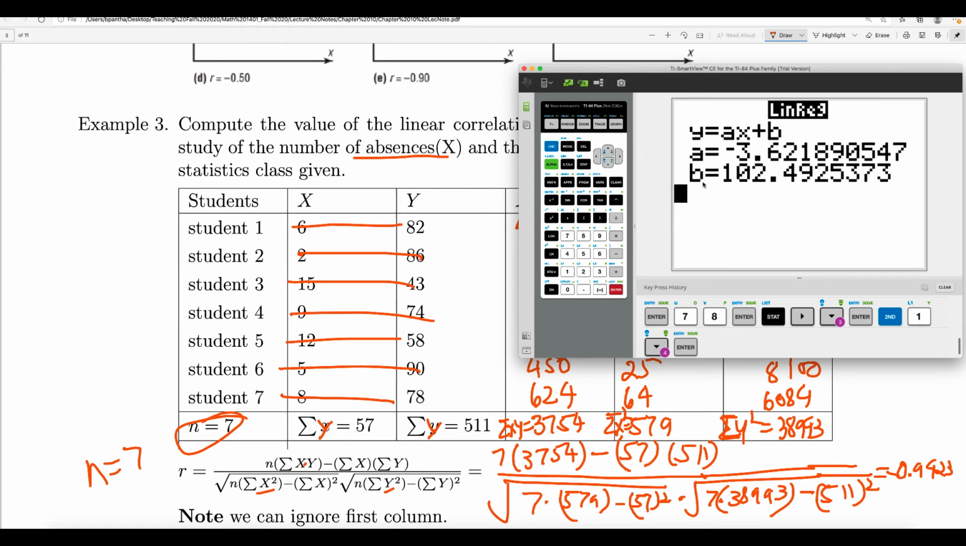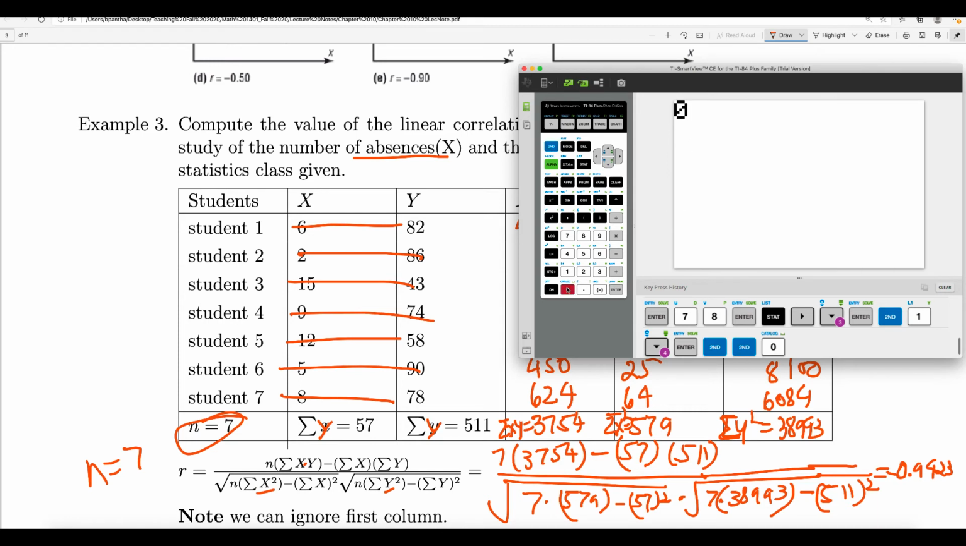So r value is missing. Here r value is missing. This is giving you y, a and b only, but r value is missing. So how do I get that r value? You need to turn on the diagnostic first. So how do I turn on the diagnostic? Go to the second and then catalog. I'm sorry, it is not working that way. So do the second and then catalog.